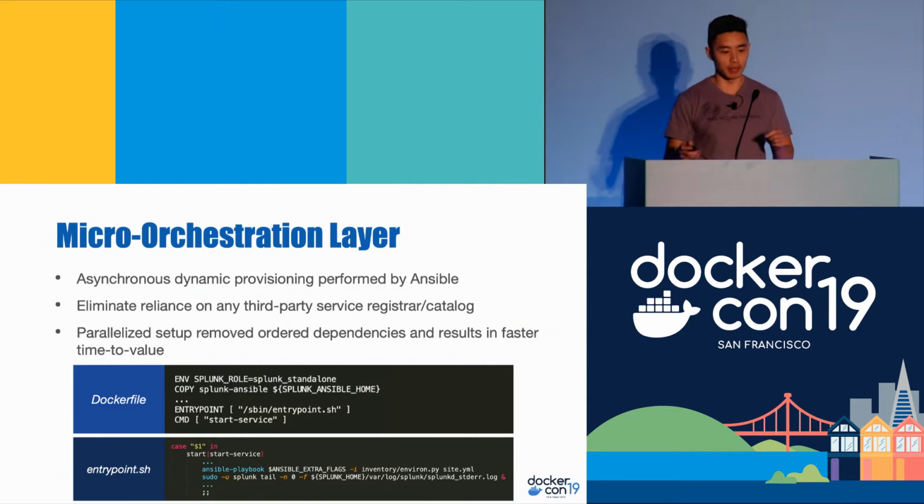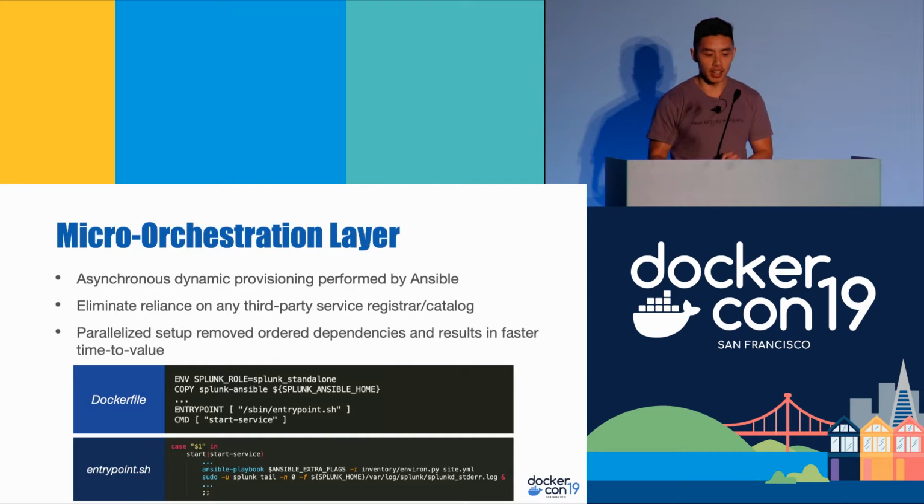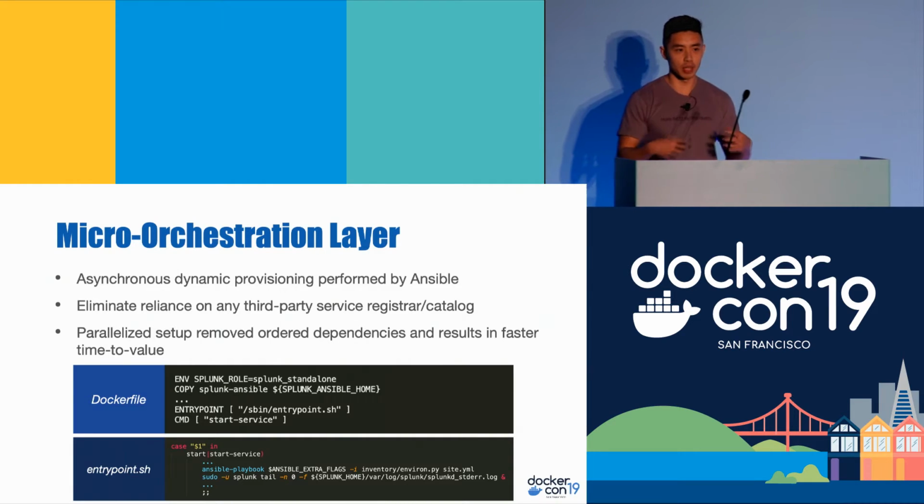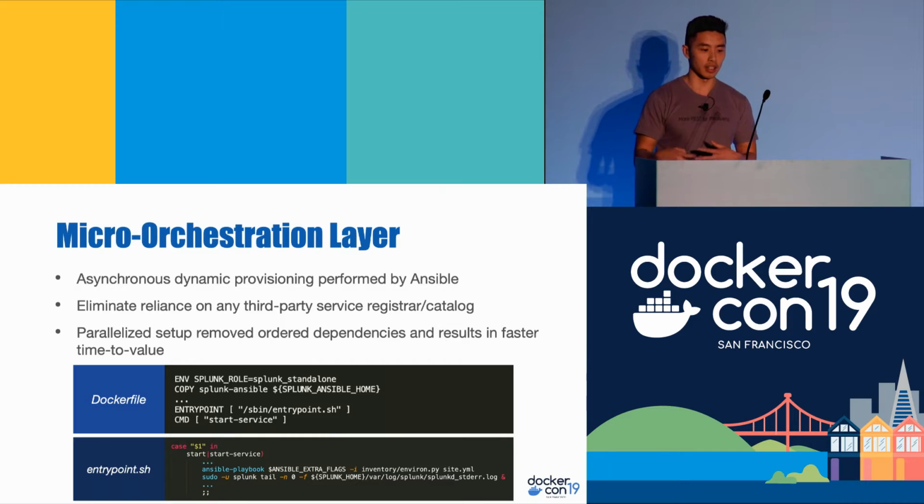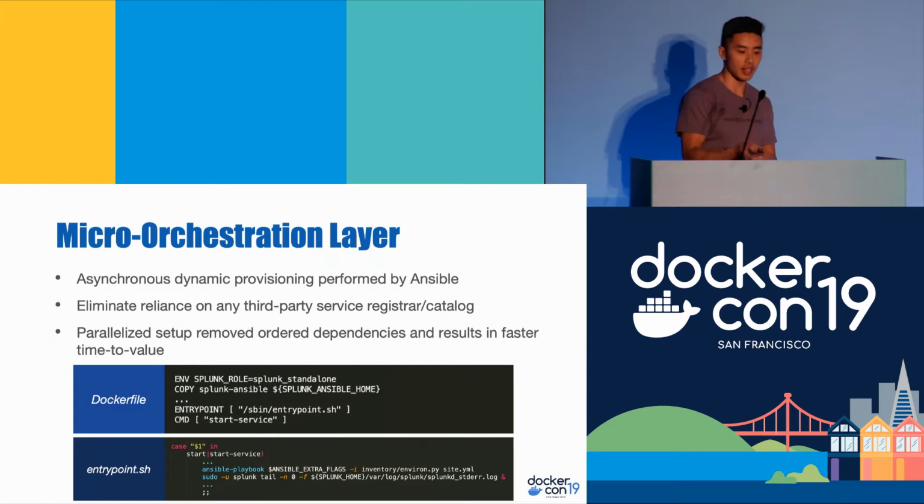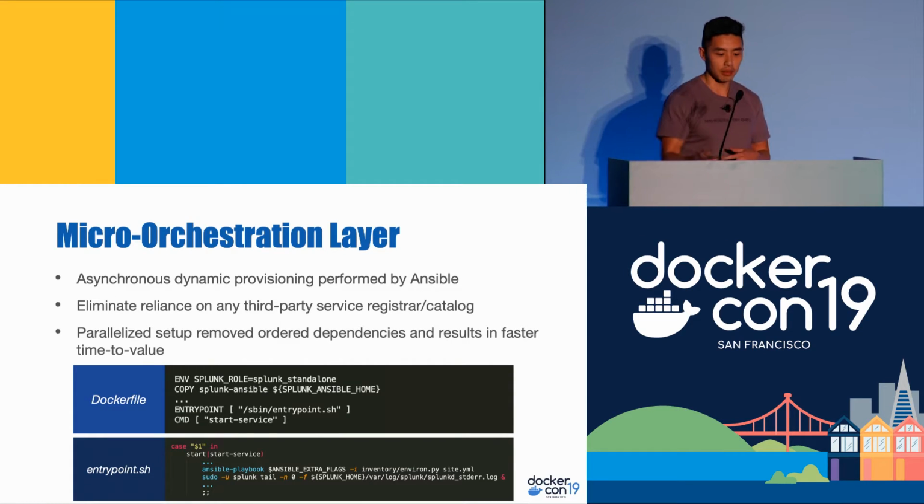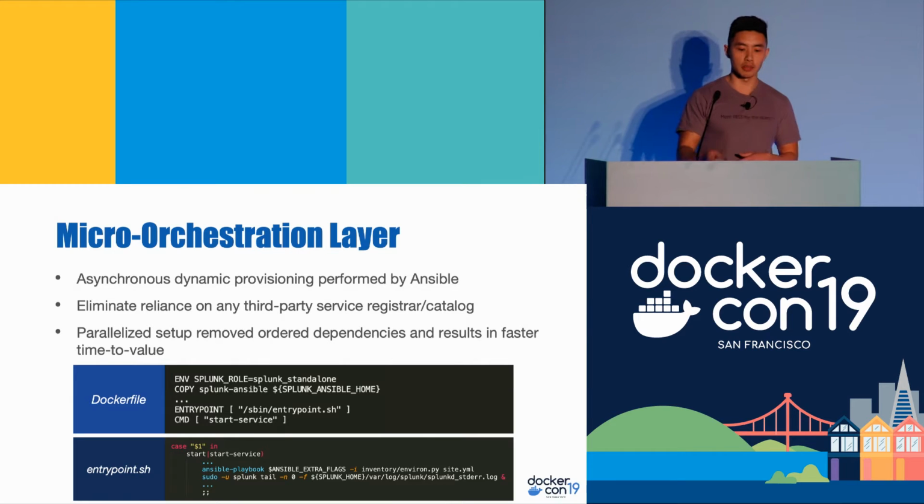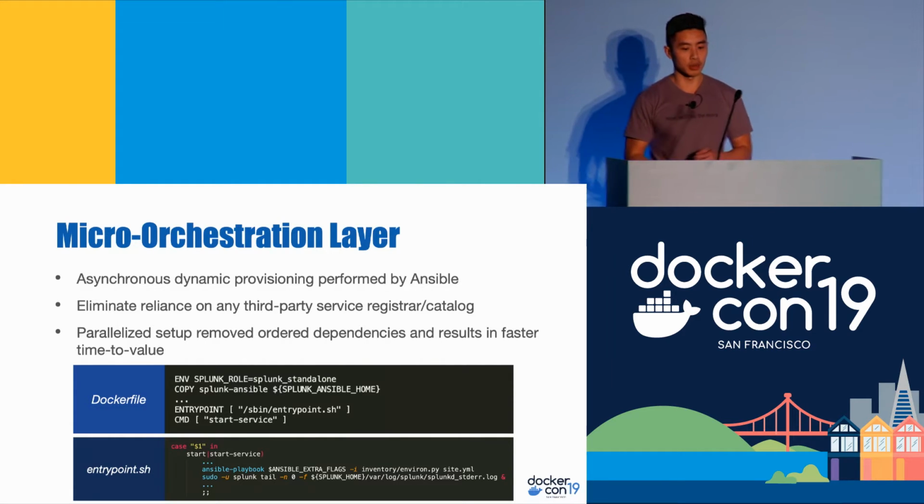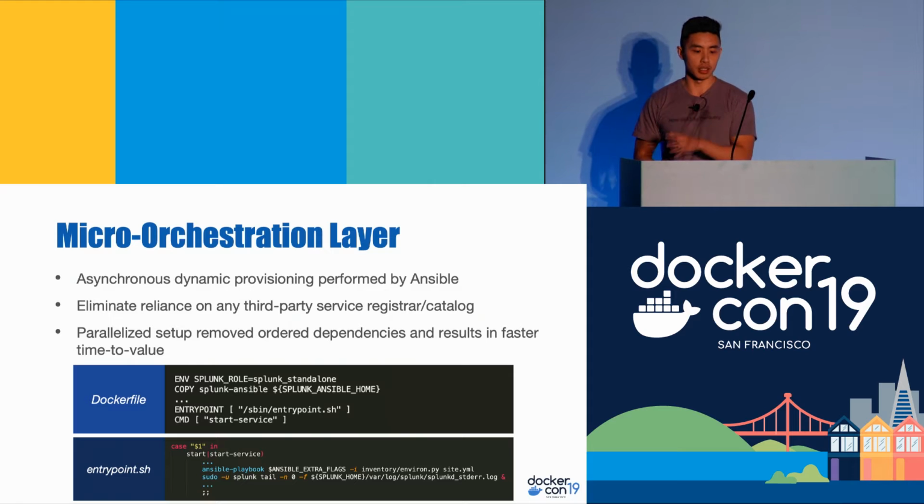We call it the micro-orchestration layer. But in essence, all it is is a set of Ansible playbooks that get shipped with our Docker image itself. You can see in a Dockerfile here, I actually copy the Splunk Ansible playbooks into our image, and we call an entry point that calls the start service. In our entry point script, it's actually responsible for calling the Ansible playbook command. And really what this did for us was allow a separation of concerns between the container scheduler as well as the application's setup time.